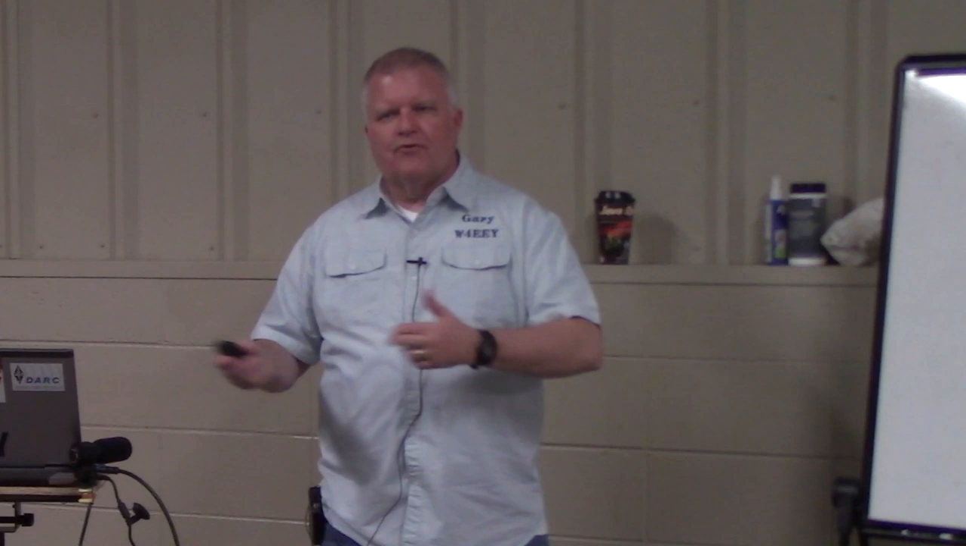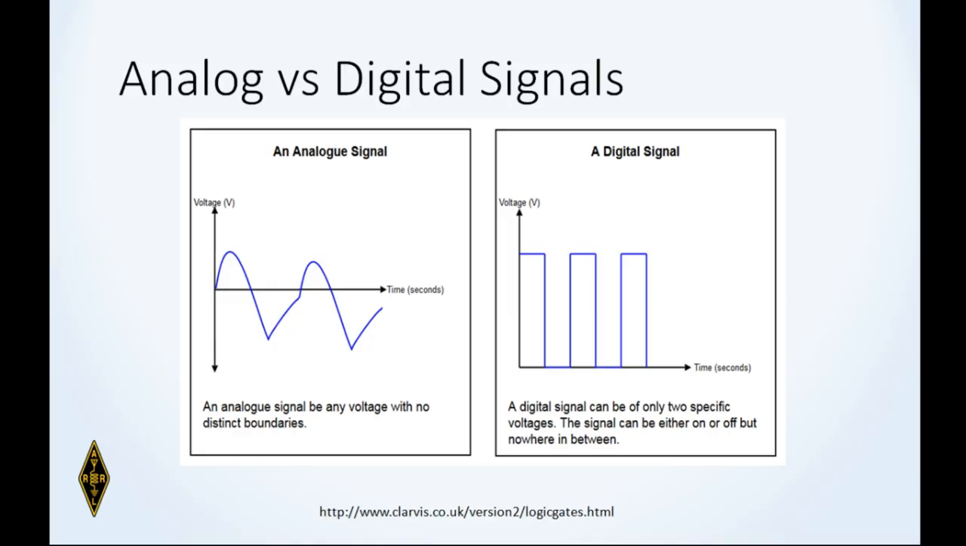And analog versus digital signals. Analog, you know, can have various voltage states and points in between. Digital signals have generally just two states, a voltage that represents one and a voltage that represents a zero. And these binary conditions are used by the digital circuits in order to make decisions.